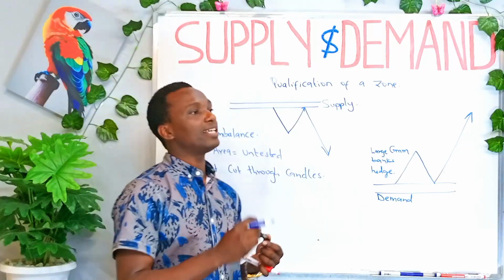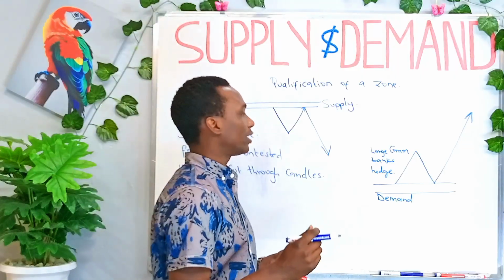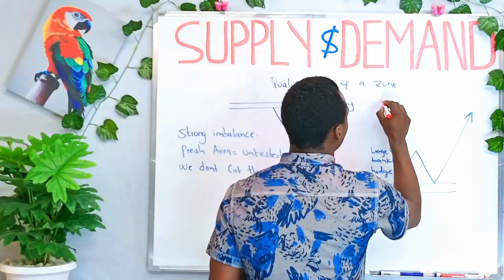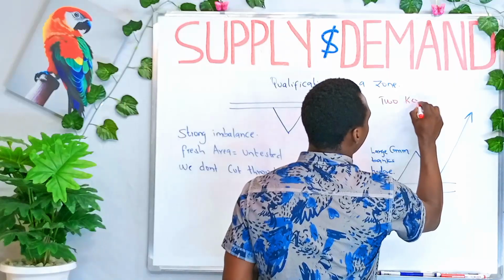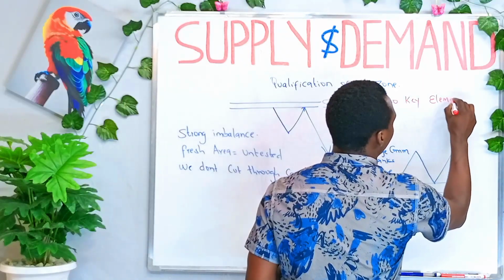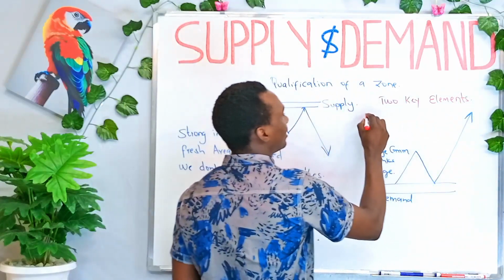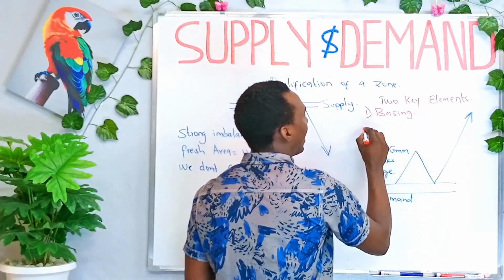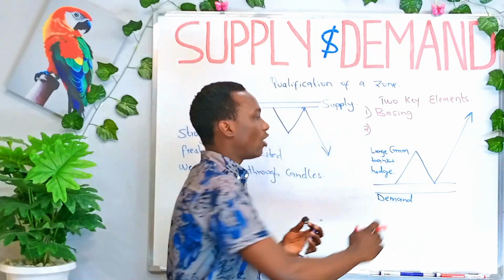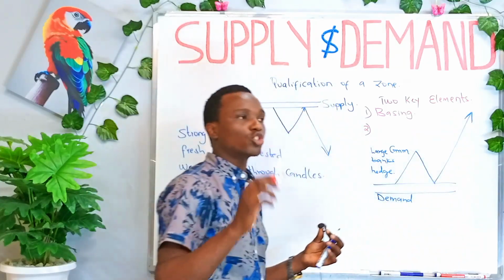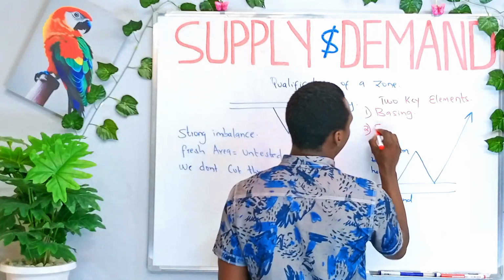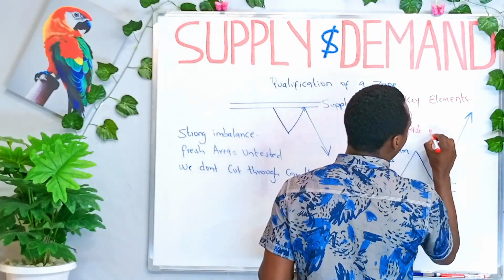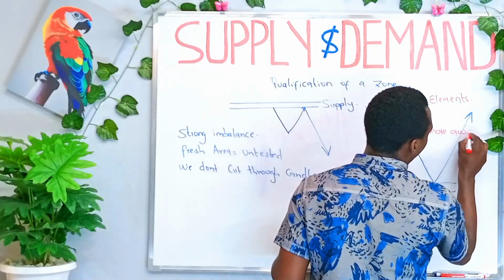Okay? So you see, every supply and demand zone has two key elements. The first element is called a basing, okay, and the second element is called the move away, a strong, fast move away. Okay, a strong, fast move away.